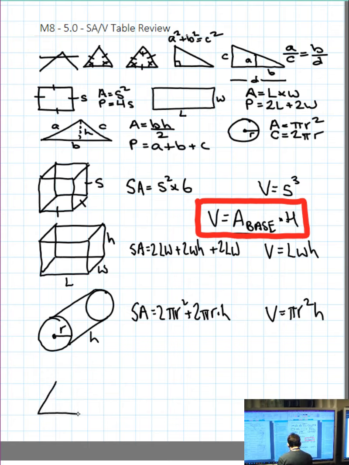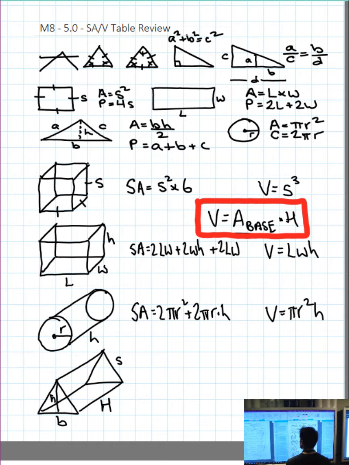Now let's take a look at our last prism, a triangular prism. I'm going to start by drawing one triangle, and then I'm going to draw another triangle up to the right, and then I'm going to connect the corners. And I'm going to call the base of the triangle B, and the height of the triangle H, looks kind of confusing, and the height of the prism capital H.